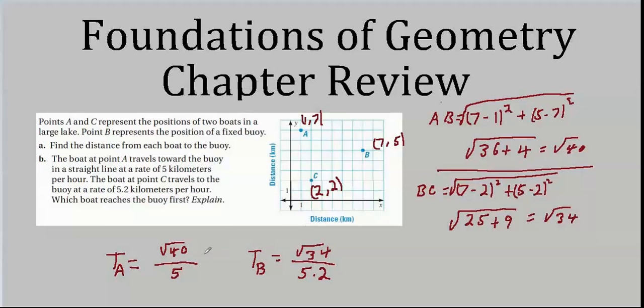What's the square root of 40 divided by 5? And the calculator seems to agree. This number is just a little bit smaller than this one. This actually worked out to like 1.26 or 5 or 7, something like that, which rounds up to 1.3. And this one rounded down to 1.1. So, who gets there first? Boat B. He's slower, but he doesn't have as far to go. Boat B gets there first, but not by much.